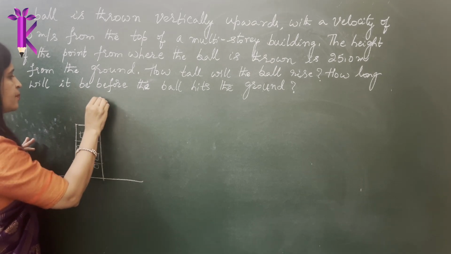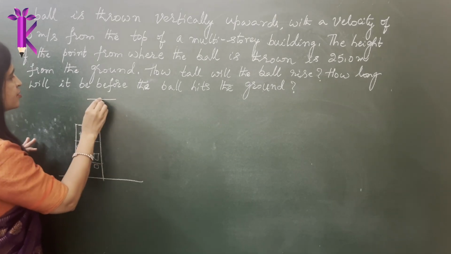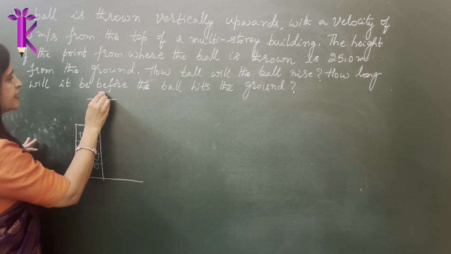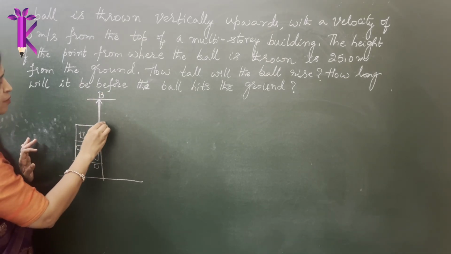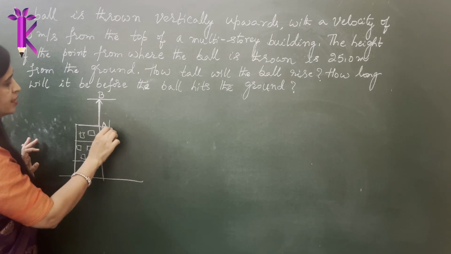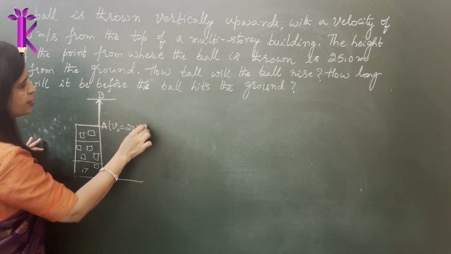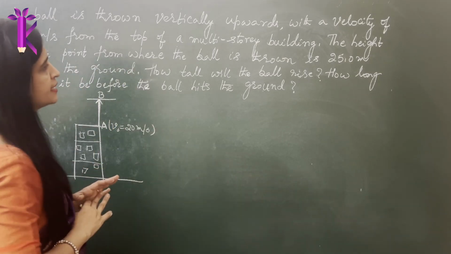Let's say it reaches a point. I hope it looks like a straight line. It reaches a point B. So this is the maximum height it can reach. I'm calling this point B, and I'm calling this point A, from where you projected the ball. With what velocity did you project it? We projected it with a velocity of 20 meter per second. Fantastic. So that is what is given in the first sentence.